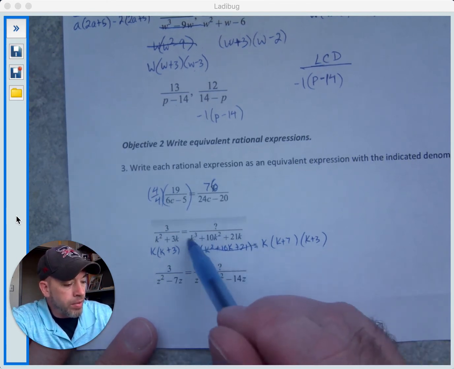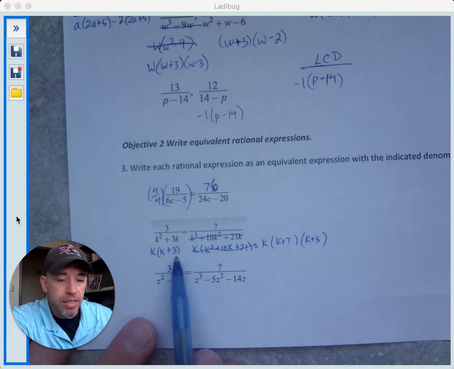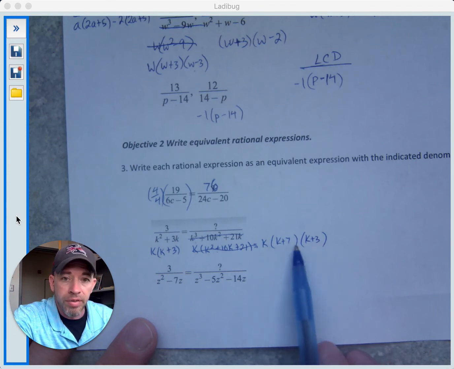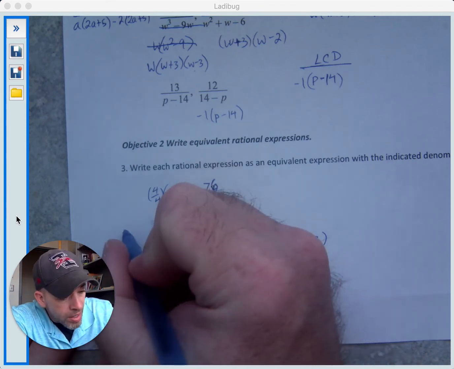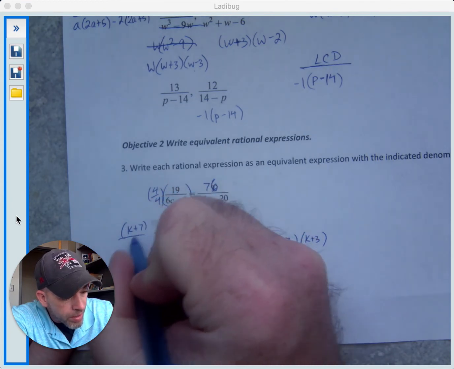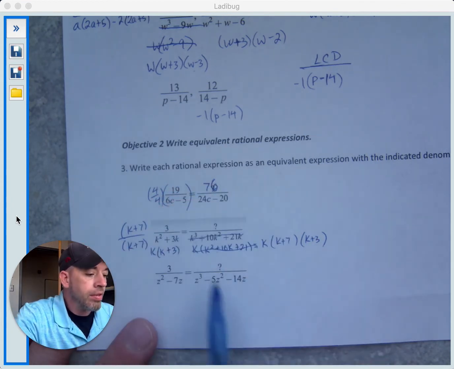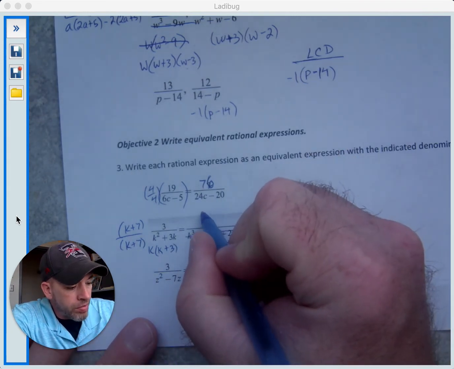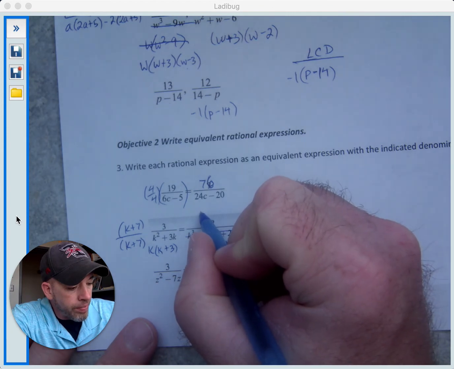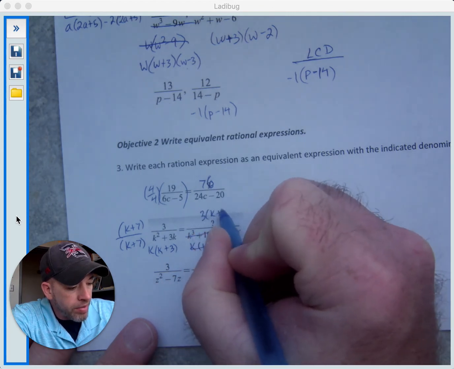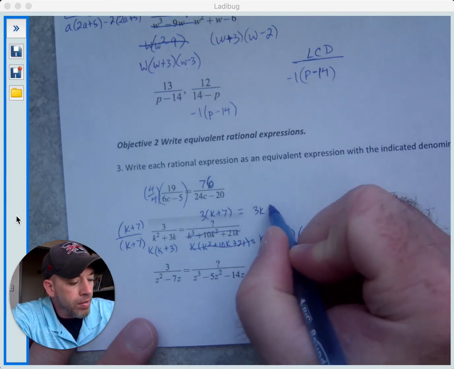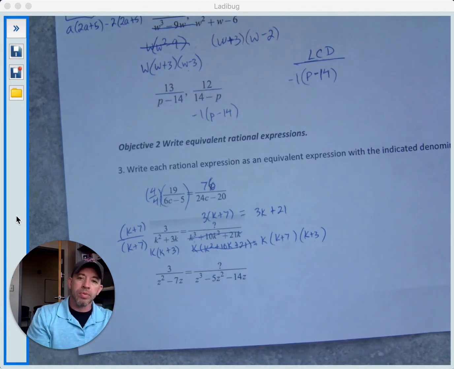So what did I multiply k times k plus 3 by to get k times k plus 7 times k plus 3? Well, what we multiplied by was the only thing that's missing, the k plus 7, right? So we multiplied both top and bottom of this expression by k plus 7 in order to get the equivalent fraction. So 3 times k plus 7, maybe I could write it that way, 3 times k plus 7. Or if you wanted to, you could distribute the 3. You don't have to. I usually don't, but 3k plus 21 we could do.